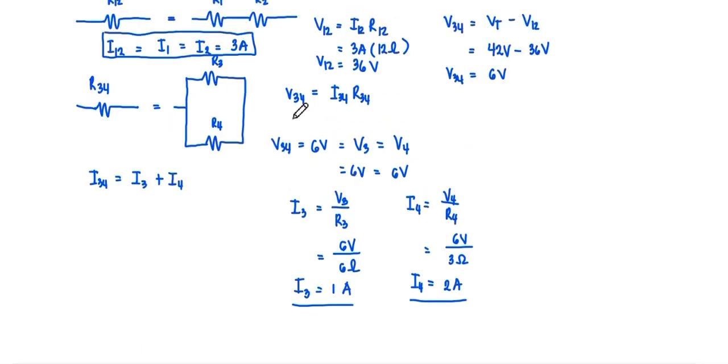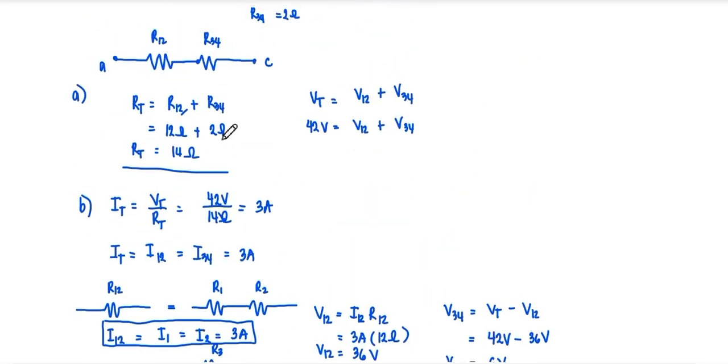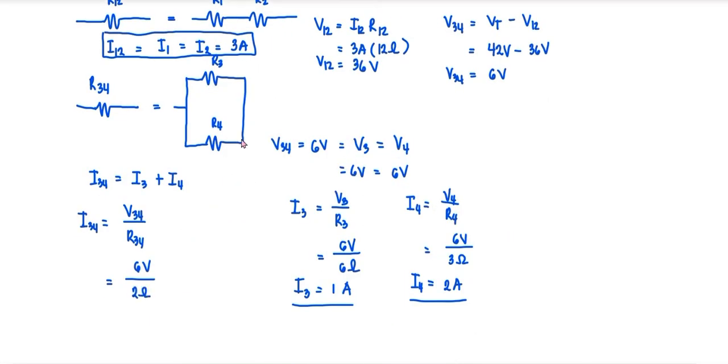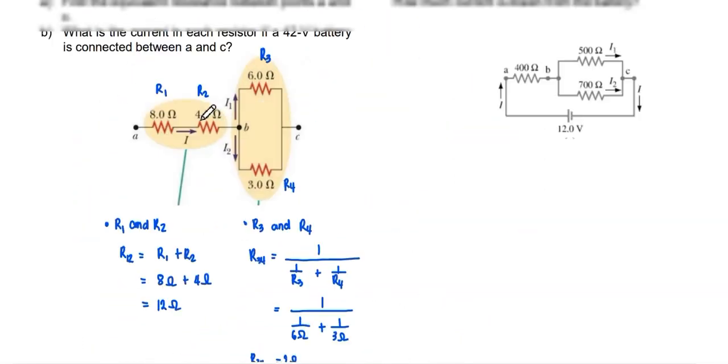Let's try to check. So since V34 is equal to I34 R34, okay, so I34 is equal to V34 over R34. So V34 is 6 volts. And what is R34? R34, as we have earlier, is 2 ohms. Therefore, I34 is equal to 3 amperes. So I34 is equal to 3 amperes, it should be equal to I3 plus I4. I3 plus I4 is equal to 3 amperes. So therefore, this answer is correct. So these are the current flowing through each resistor here for this connection.